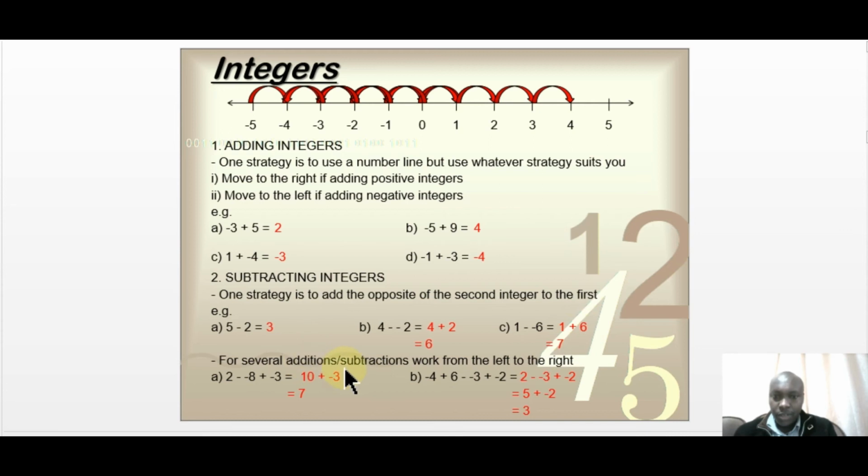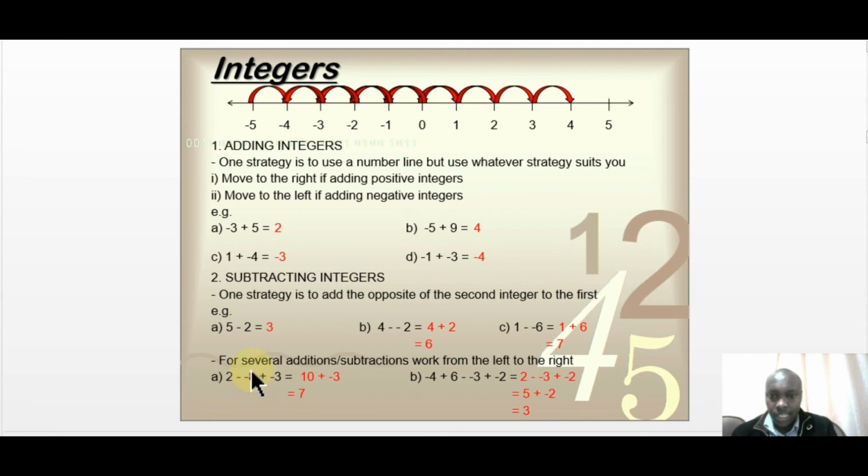Now for several additions or subtractions, we work from the left to the right. In case we have several additions and subtractions, we can decide to work from the left to the right. For example, 2 minus negative 8 plus negative 3. We start from the left. This is 2 minus negative 8. We have just looked at how we subtract these.